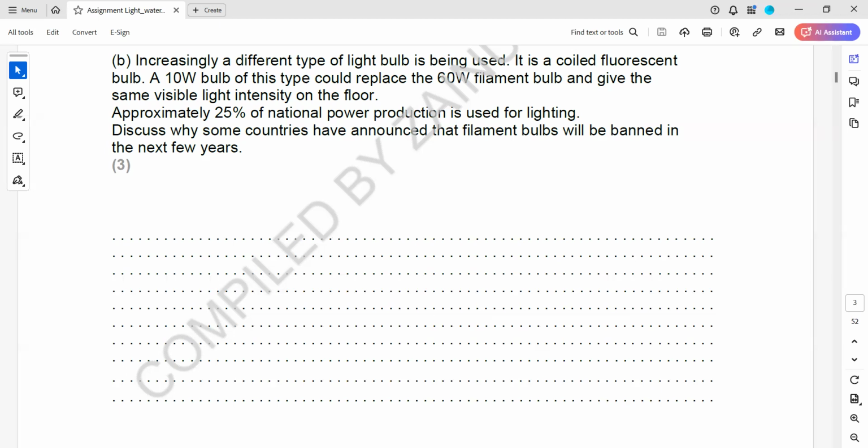As you don't find a filament bulb as common, when you compare the points, first thing, you can clearly see that the fluorescent lamps are more efficient as compared to a filament lamp. So less energy will be wasted, more energy will be useful.